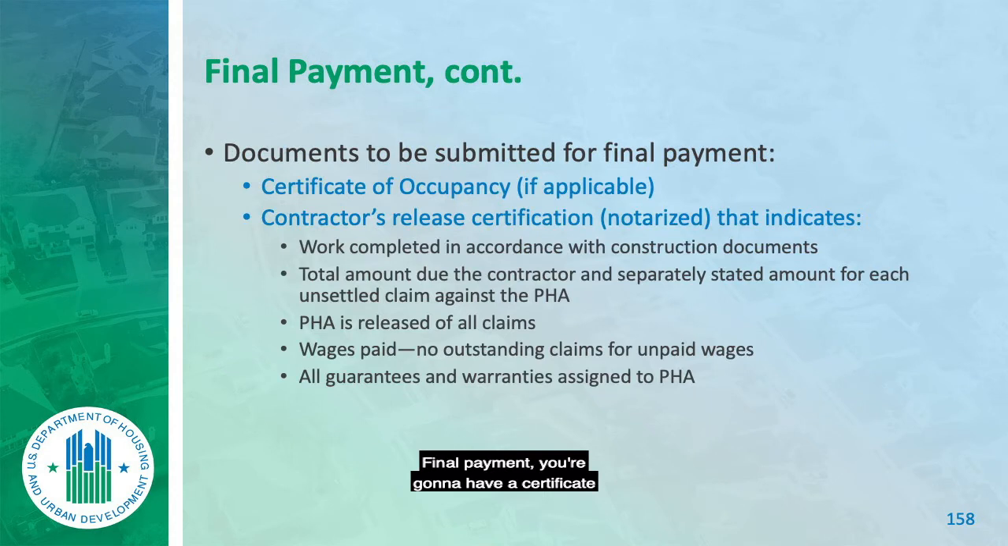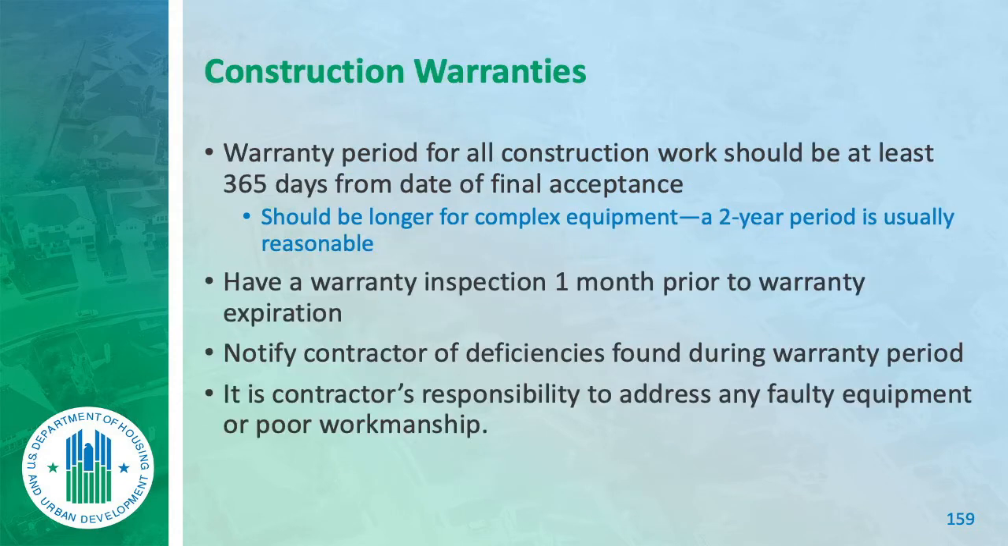Final payment, you're going to have a certificate of occupancy, if applicable. You're going to have a notarized statement that all bills have been paid. You're going to have lien releases. You're going to have all that paperwork done. But remember, there's no outstanding claim for unpaid wages, there's got to be no outstanding claims. Everything has to be in order. You have to have all your lien releases. And remember, federal property cannot be liened, but the lien release is an indication that the subs are releasing the prime and the housing authority, that they've received all their money.